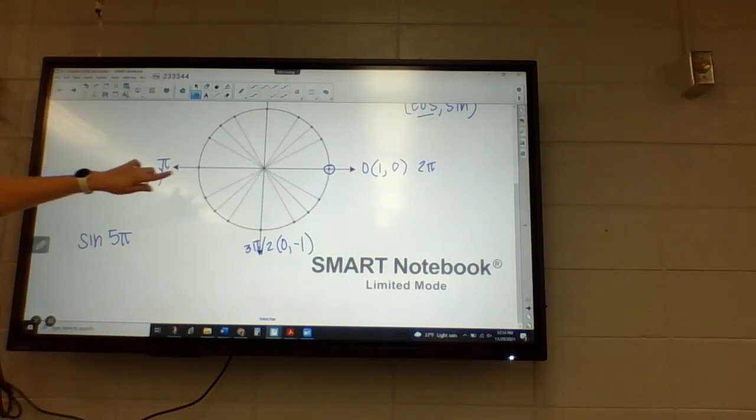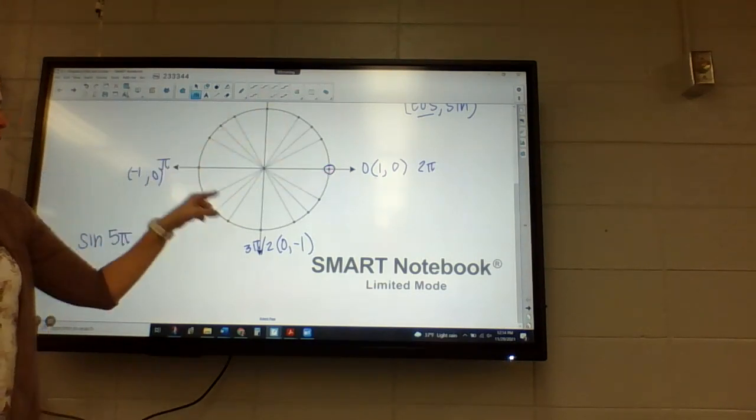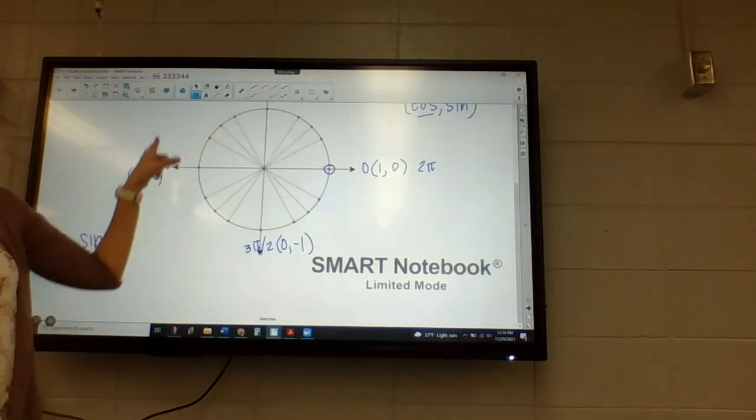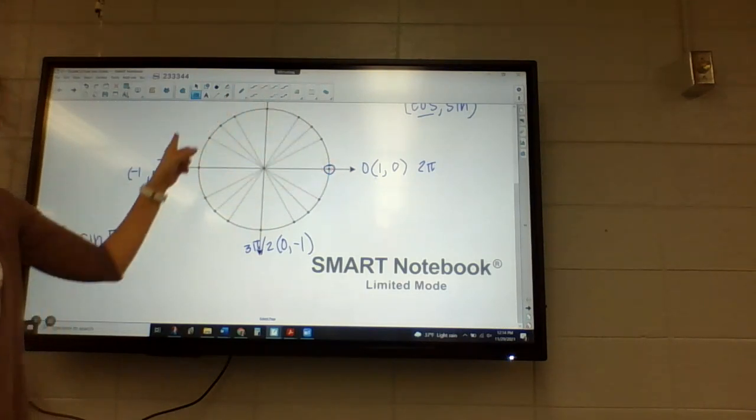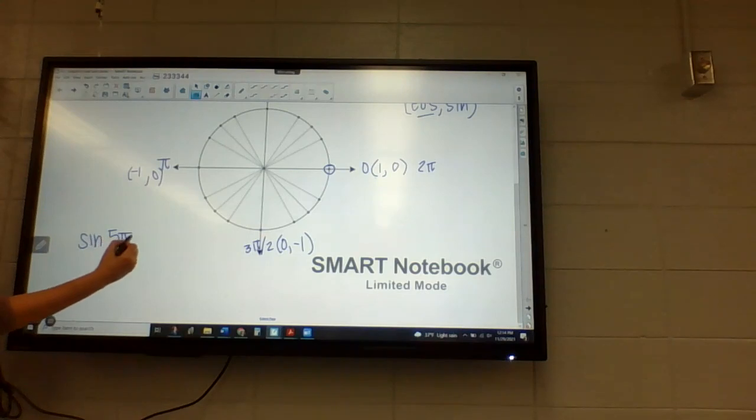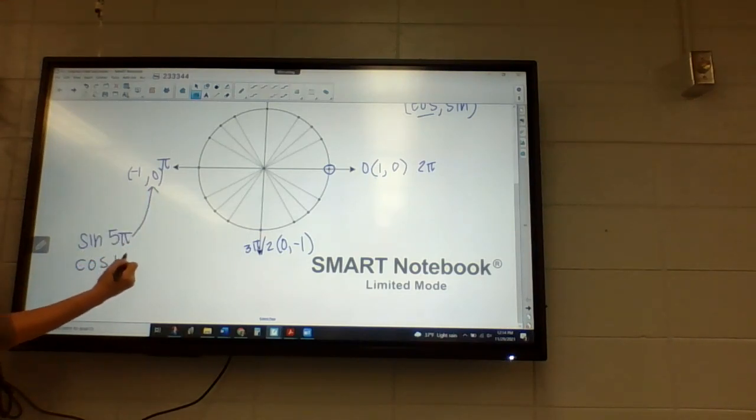So if we go around, we start at 0. We go around, we're at 2 pi. Go around again, we're at 4 pi. So at 5 pi, we're over here. So yes, sine of 5 pi would be 0. The cosine of 5 pi would be negative 1.